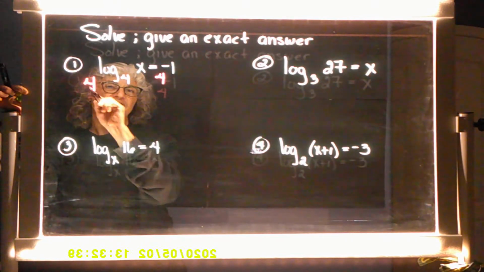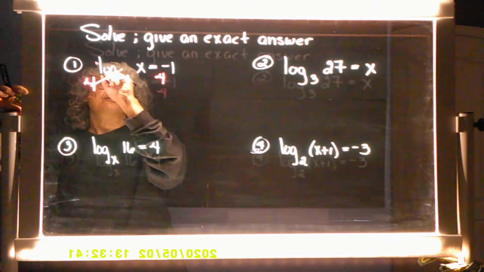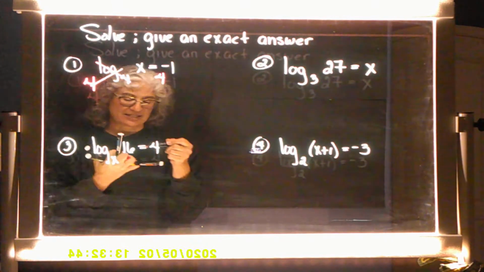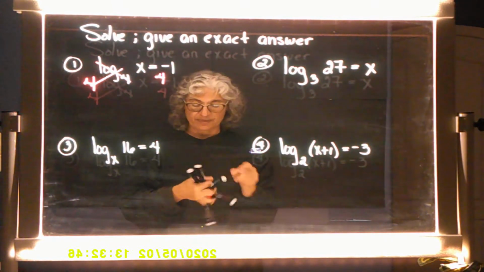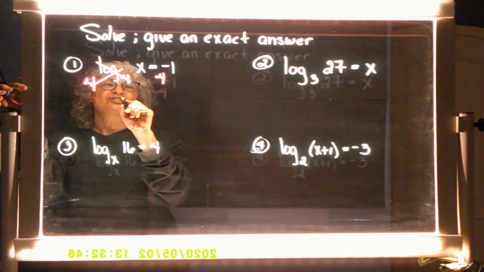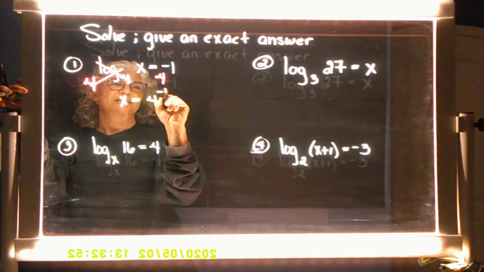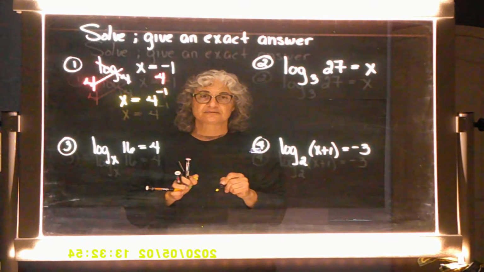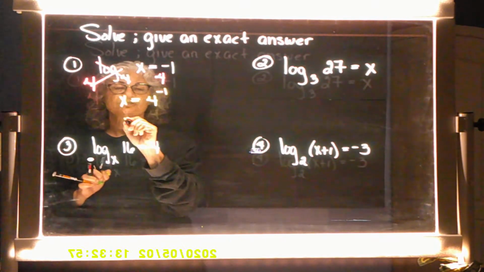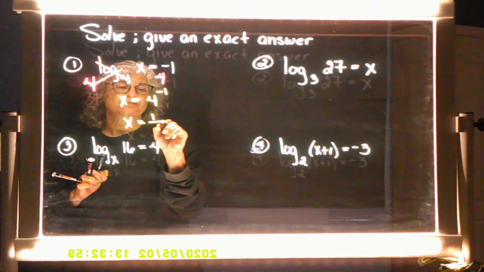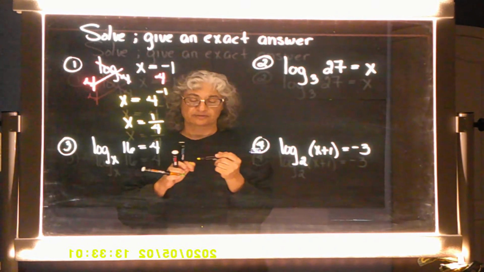What's going to happen here? Yes, they will cancel out, which means in this case, what will remain on that side is just x. And on the other side is 4 to the -1st power, which would be 1/4, as we have realized with negative powers.